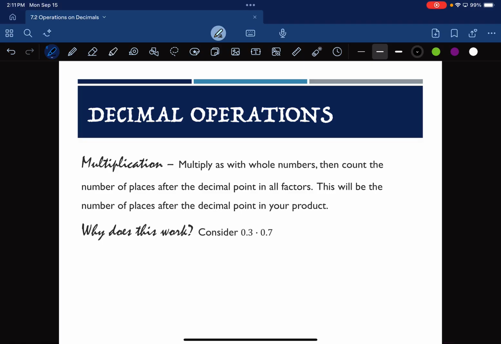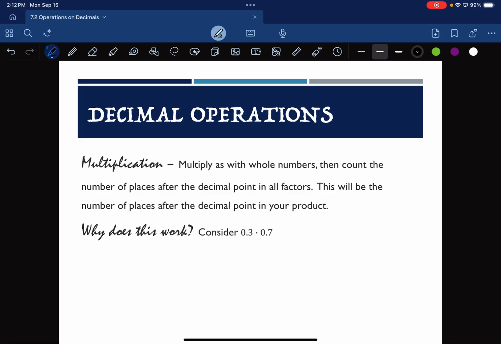We're going to do multiplication. So addition and subtraction kind of get grouped together because they work the same way. Multiplication and division are going to be dealt with separately. So with multiplication, we're going to multiply as with whole numbers. Then count the number of places after the decimal point in all factors. And this will be the number of places after the decimal point in the product. And our example is 0.3 times 0.7.